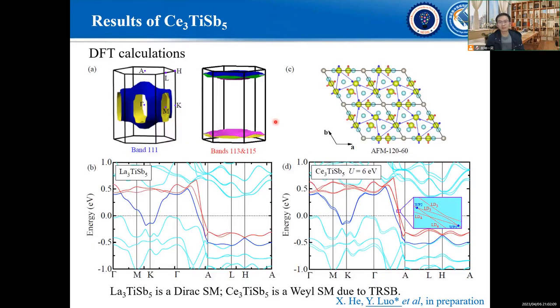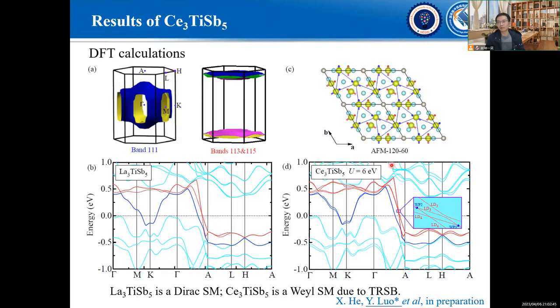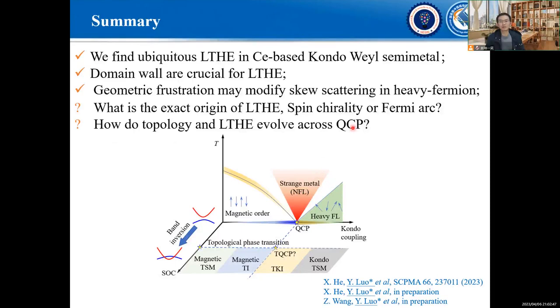Then we also want to know whether this has something to do with topology. For this purpose, we also did DFT calculations. We started from lithium titanium antimonide, and found that it is likely a Dirac metal. Then we did the calculation on the cerium compound, and with the 4f electrons involved, we found that time reversal symmetry is broken and the Dirac point splits into two Weyl points. Due to time, I'm not going to give too much detail about this compound.